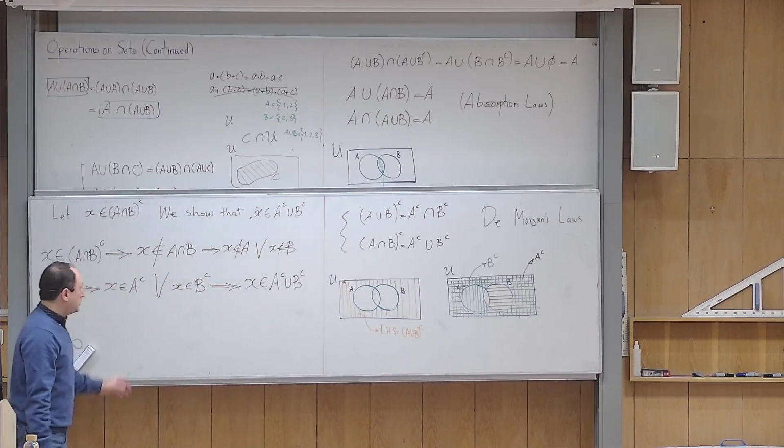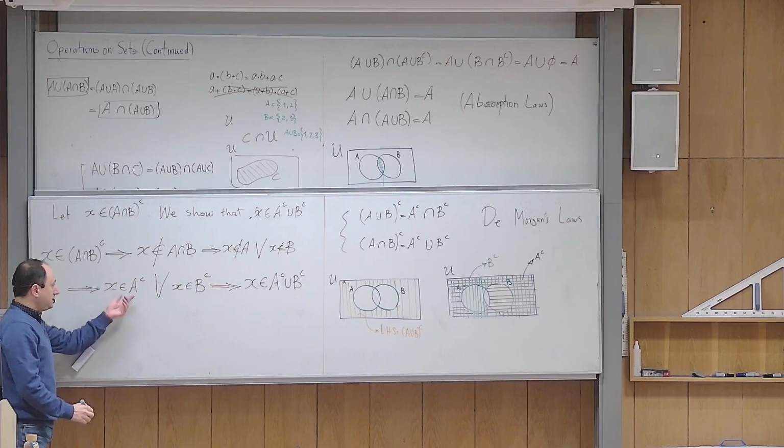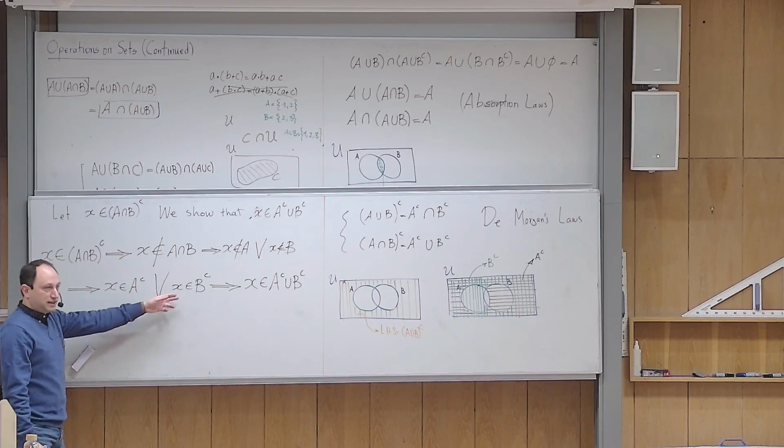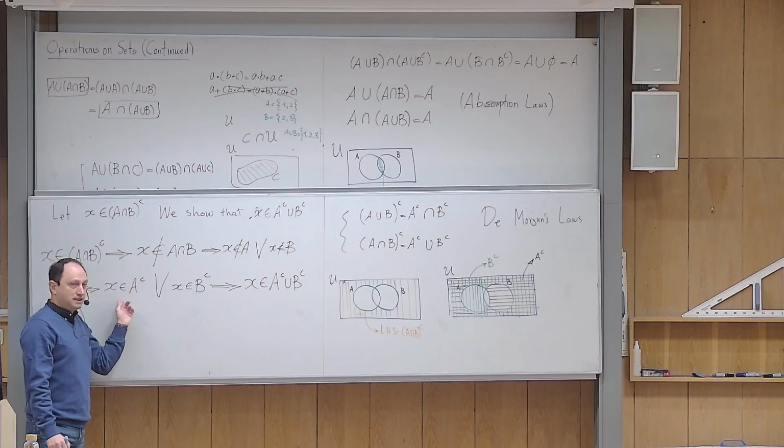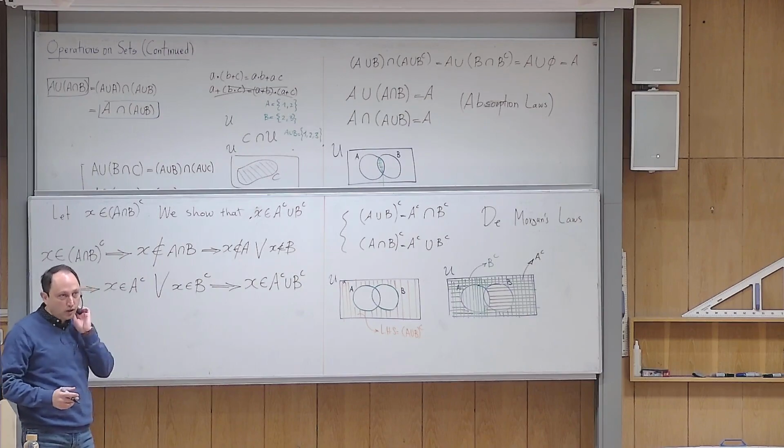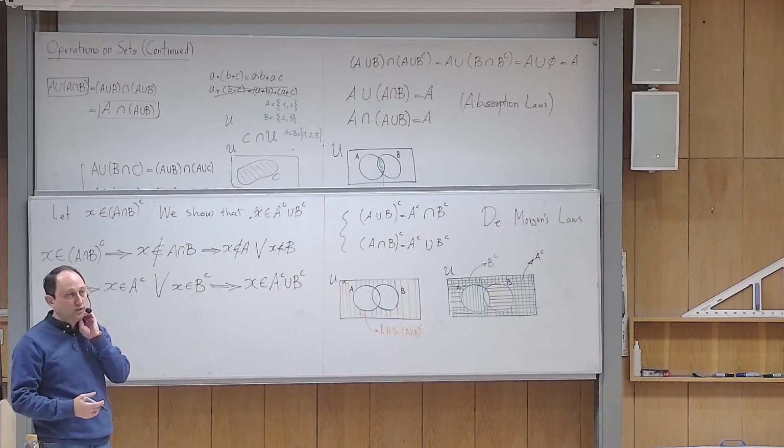Yes. So I know something. I know X is either in this set or in that set. Definitely this X is in the union. Why? Because that's the definition of the union.